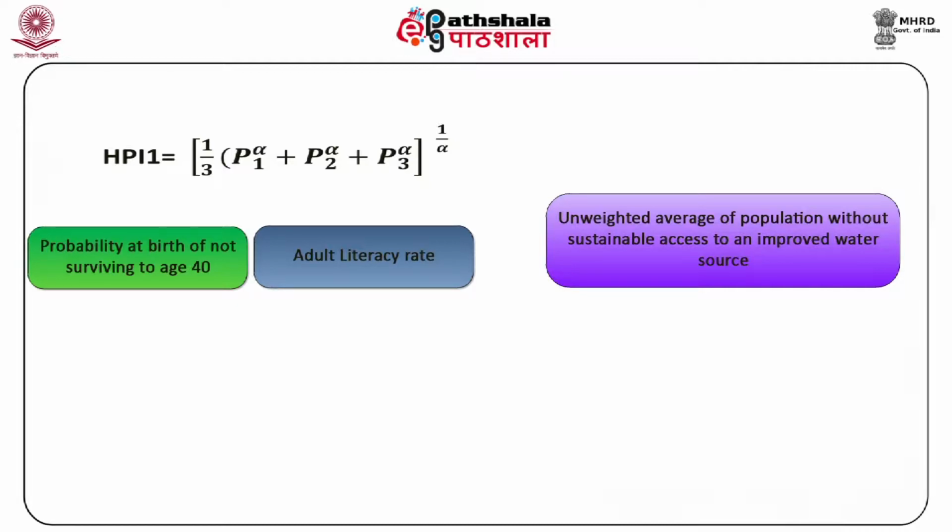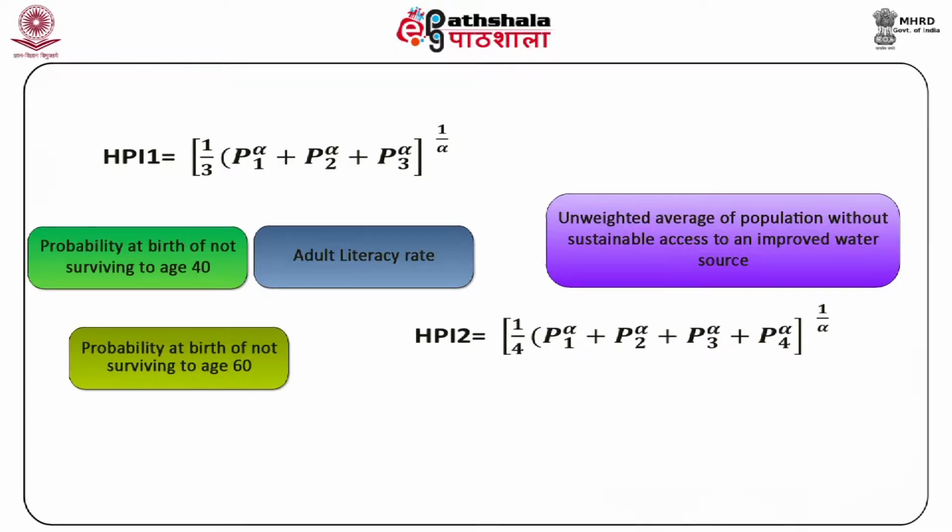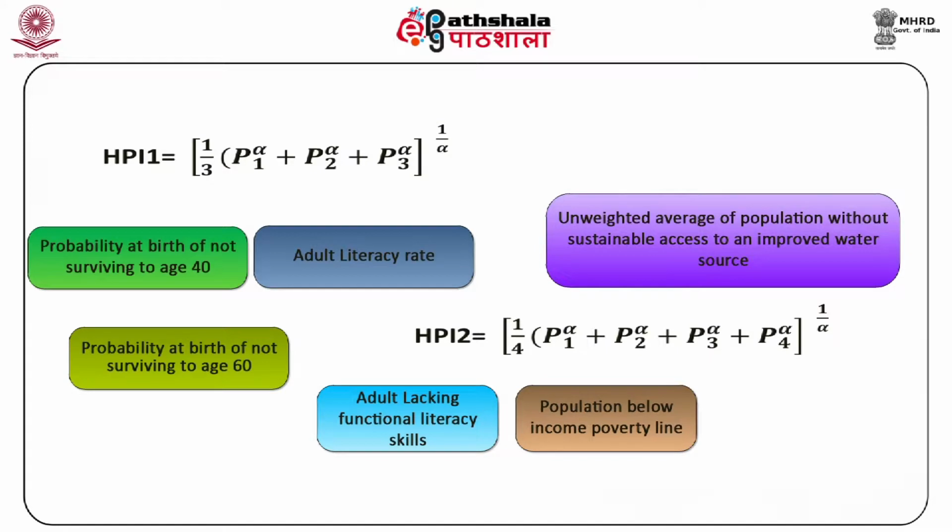Alpha is 3. The HPI-2 for developed countries can be calculated by using the formula HPI-2 = [1/4 (P1^α + P2^α + P3^α + P4^α)]^(1/α). Here, P1 is the probability at birth of not surviving to age 60 times 100. P2 are the adults lacking functional literacy skills. P3 is the population below income poverty line, 50% of median adjusted household disposable income. And P4 is the rate of long term unemployment, lasting 12 months or more. Alpha is 3.